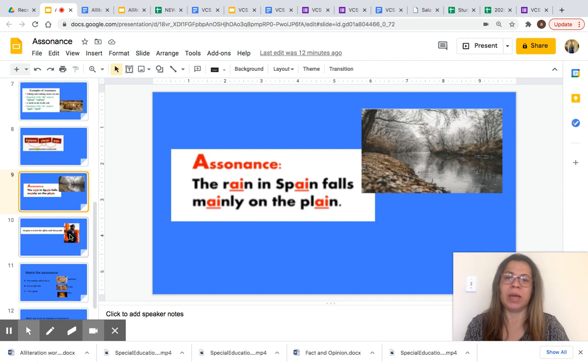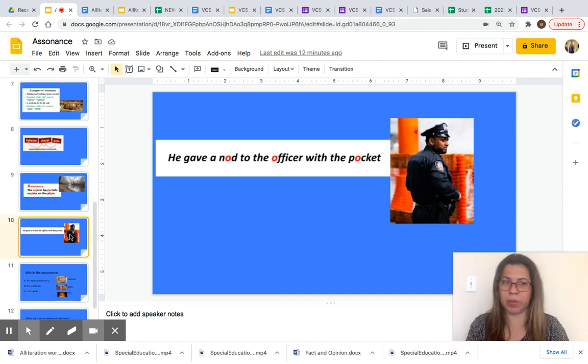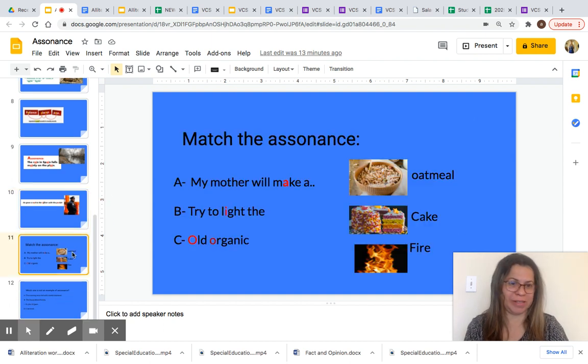And the last example we are going to take a look at is, he gave a nod to the officer with the pocket. So in red here, we have the vowel sound O. So the vowel O is in red, and this is creating an assonance in this sentence. Now, let's practice and let's check our understanding.